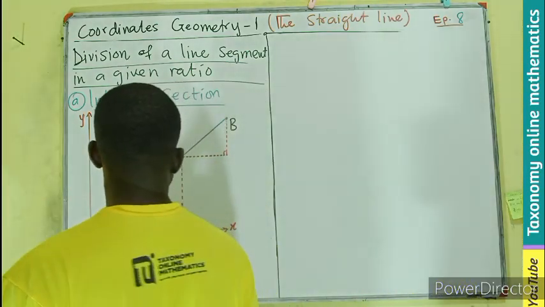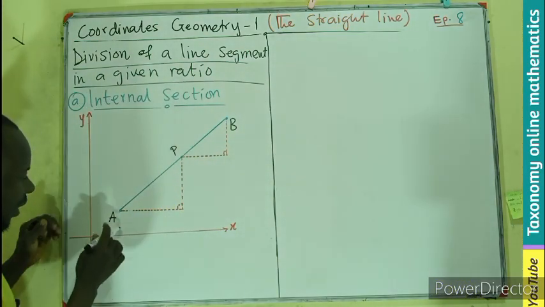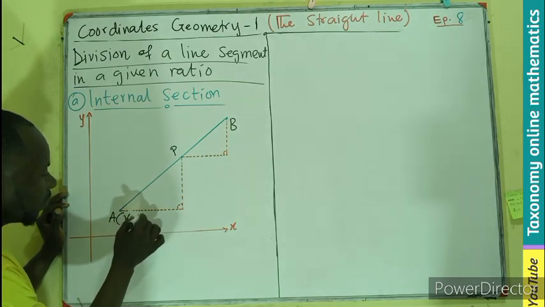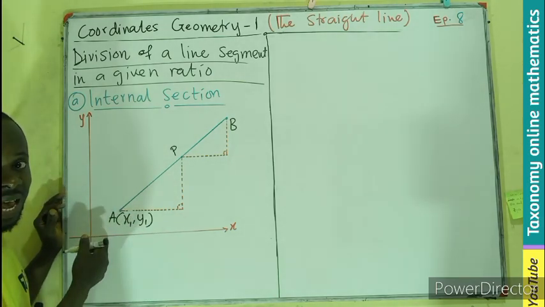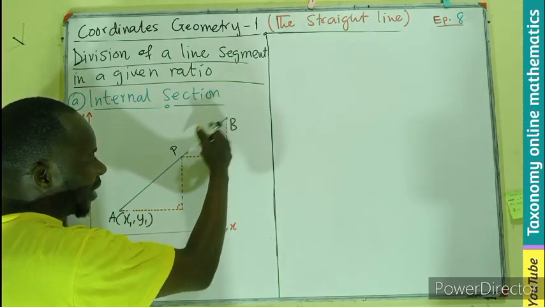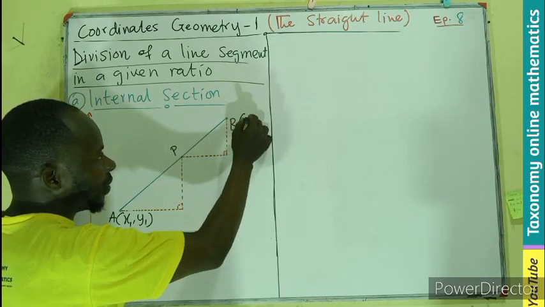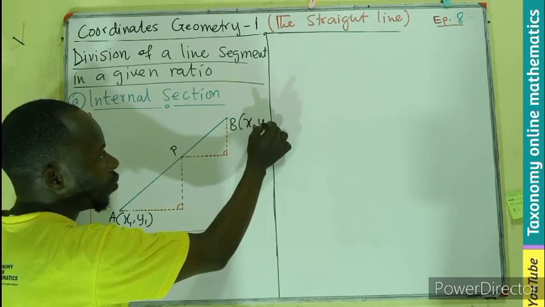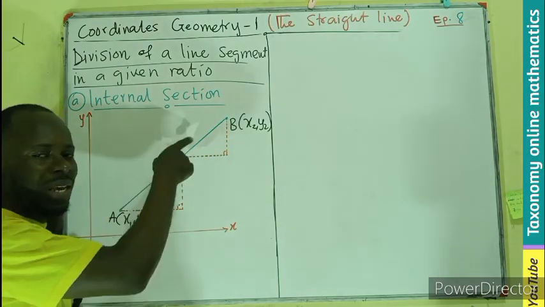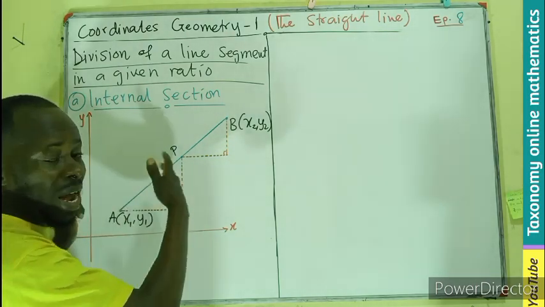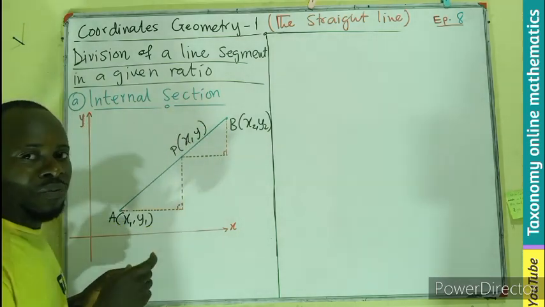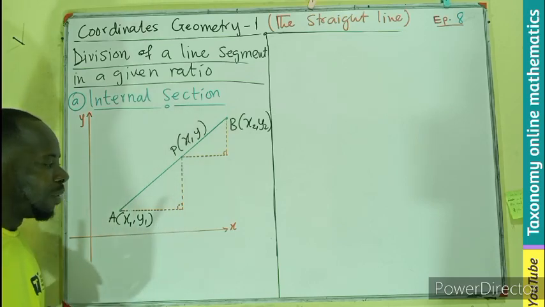Now let's label the coordinates. So this is the first point, that will be our x1, y1. That's the first coordinate. Then for the other end of the line segment, the x2 will be here, y2 will be there as well. So the coordinate of the point P, which is placed in the middle, dividing the line into a ratio, we can label as x and y, to be found or determined.